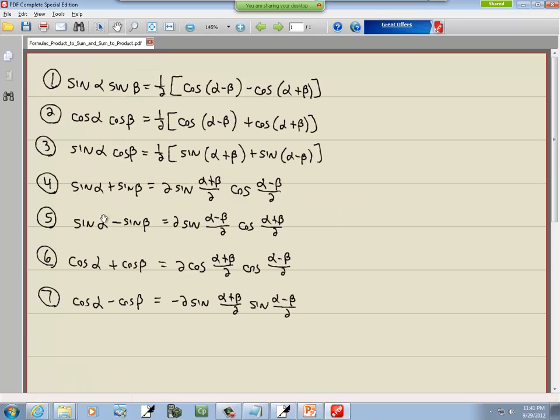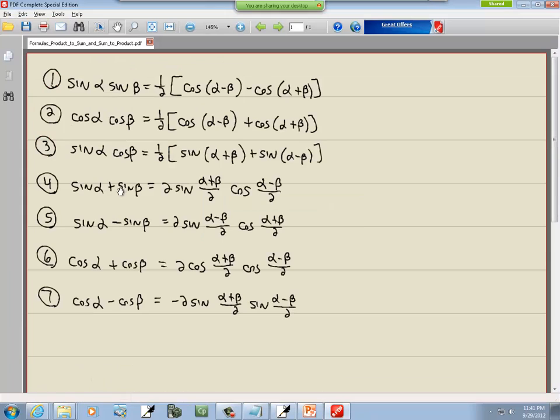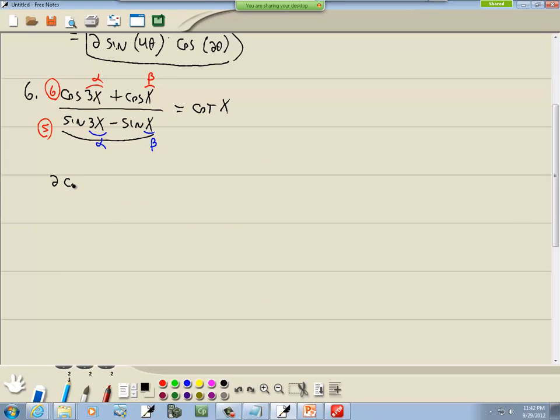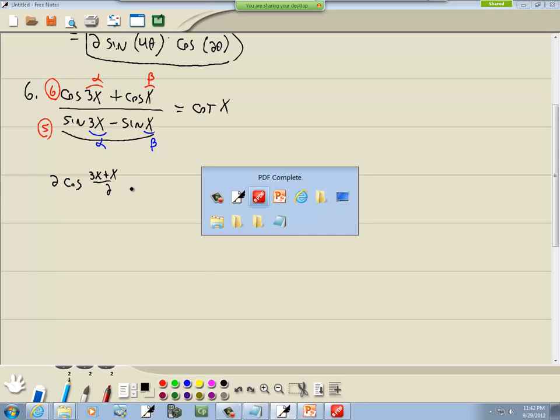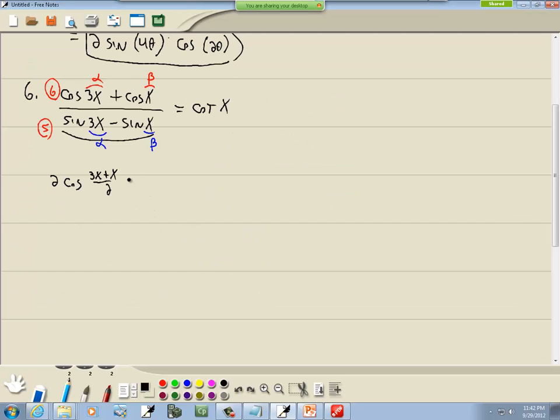Okay, so back to the top. Number 6, we've got alpha and beta. So this would be alpha, and this would be beta. And on the bottom here, this is going to be alpha, and that'll be beta in a different formula. So property 6 says 2 cosine of alpha plus beta. So I got 3x plus x over 2, and then cosine of alpha minus beta, so cosine of 3x minus x over 2.